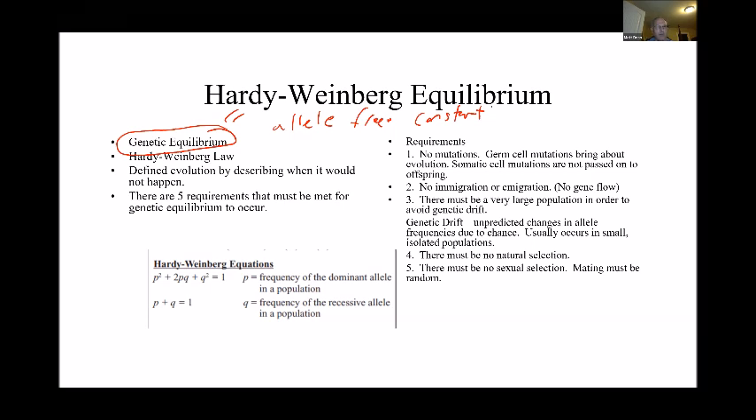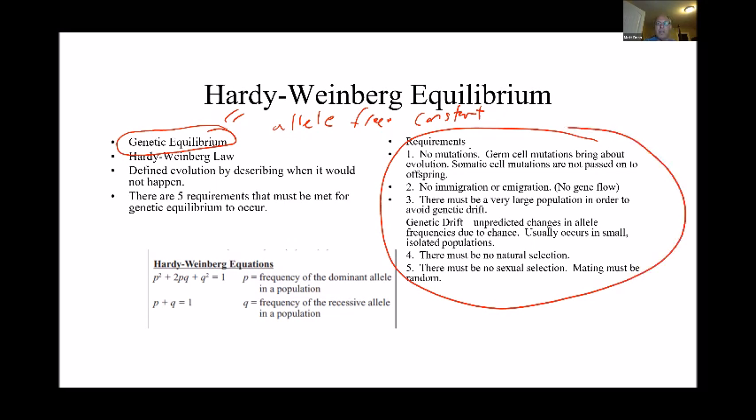But essentially what Hardy and Weinberg were able to do is put a mathematical formulation on evolution. And also they could define what evolution is by defining when it's not happening. And essentially what they said is that there's 5 requirements for a population to be in genetic equilibrium, for evolution not to occur. And here are those 5 requirements. First of all, there can be no mutations. Because remember, a mutation is a new allele. And by definition, if you get new alleles, allele frequencies have changed.